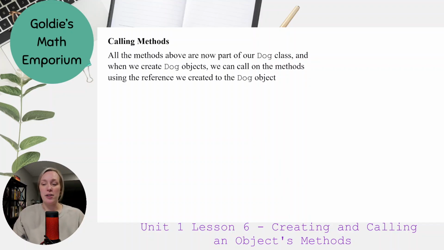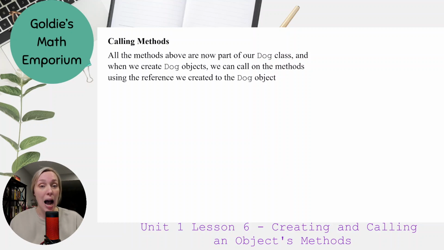Let's put that all together. Okay, I just made 8 new methods, which is crazy. I made 8 new methods. So let's talk about how we call them. Okay, so all the 8 methods we just went over, they are now all part of our dog class. So all of them were in our dog class because they all worked with our dog data.